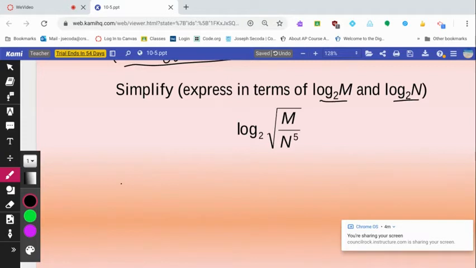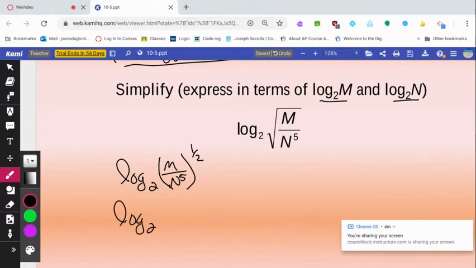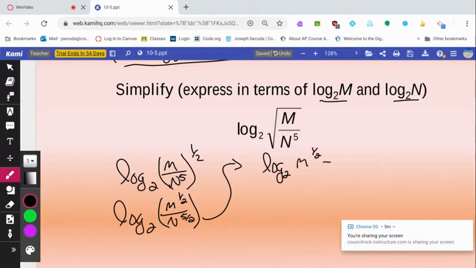So that's first of all a power. So I'm going to rewrite that first. Log base 2 of m over n to the 5th. All of that is going to be to the 1/2 power. All right, so then that's going to be log base 2 of everything gets that power. So that's going to be m to the 1/2 over n to the 5/2. So now it's a division inside the log. So that's going to become log base 2 of m to the 1/2 minus log base 2 of n to the 5/2.